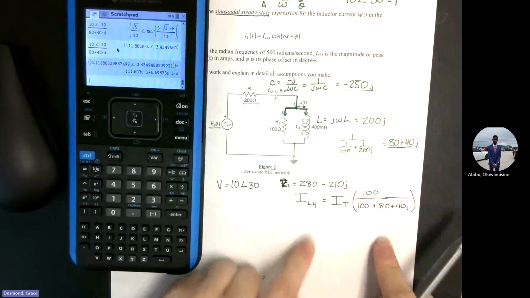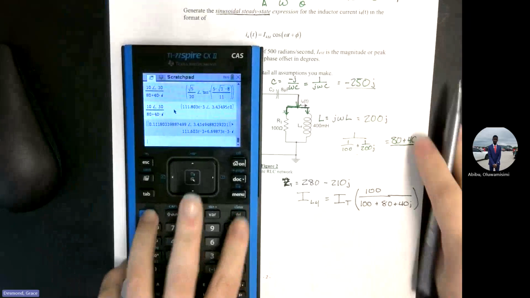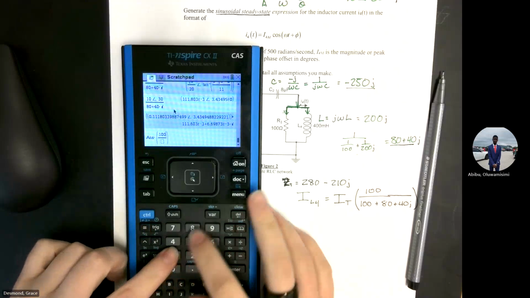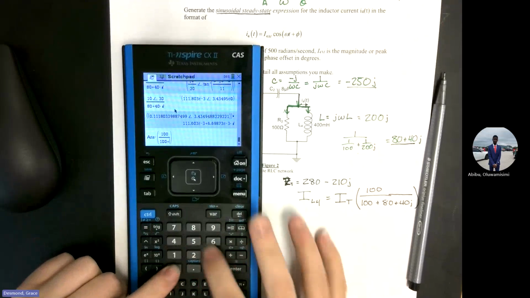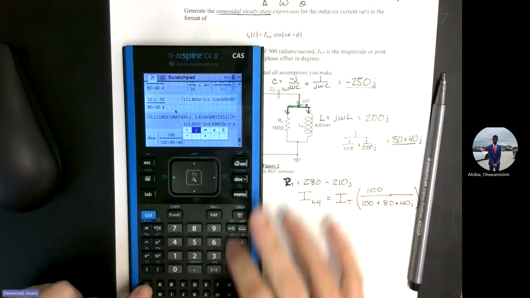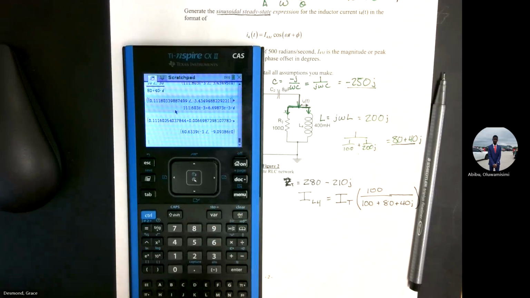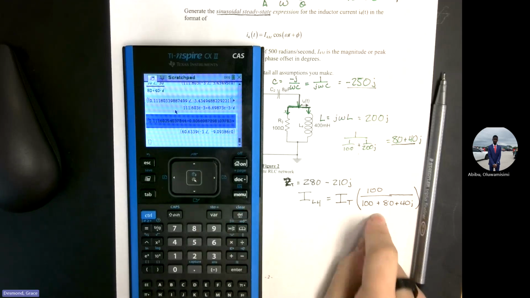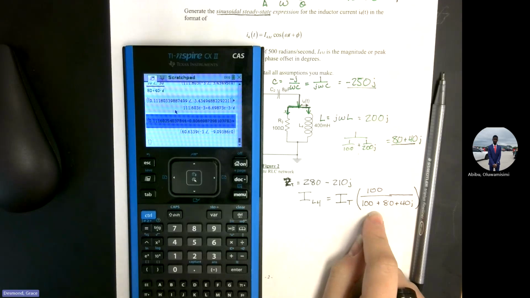So what does that equal to? Calculator times 100 over 100 plus 80 plus 40. We agree? Are we in agreement? What is the total, just 80 plus 40J? Instead of at the one, since it's already like parallel. We don't have to add another one.